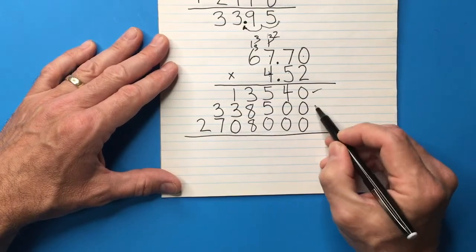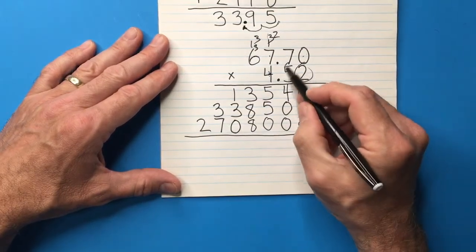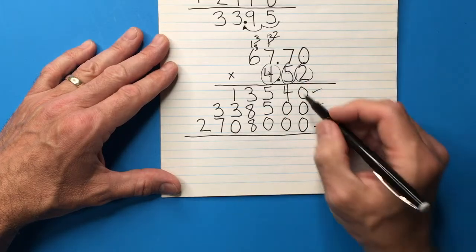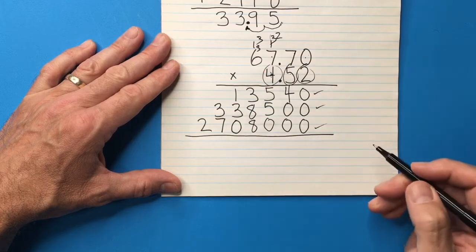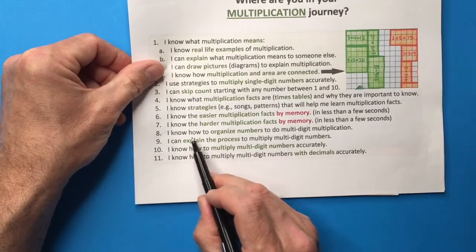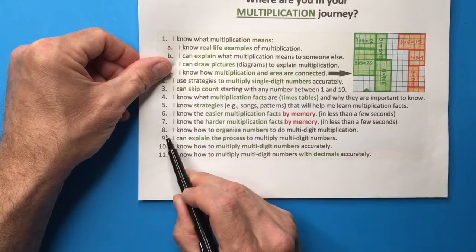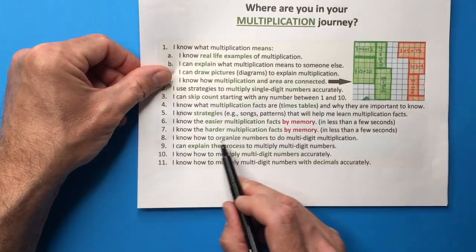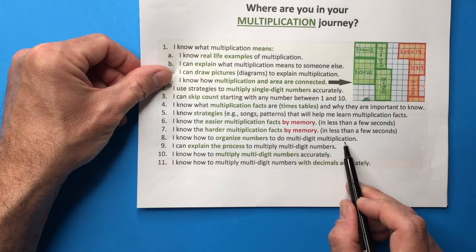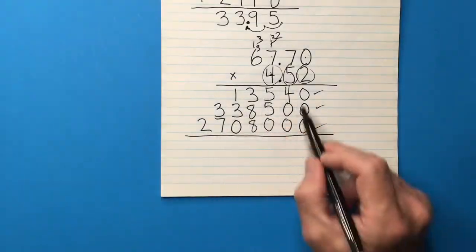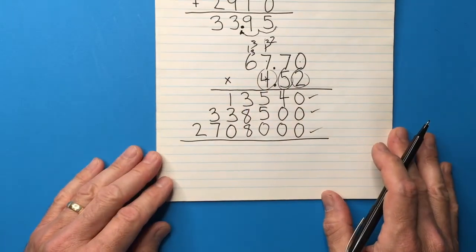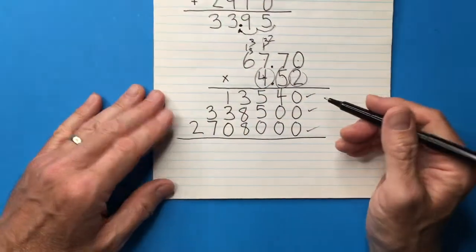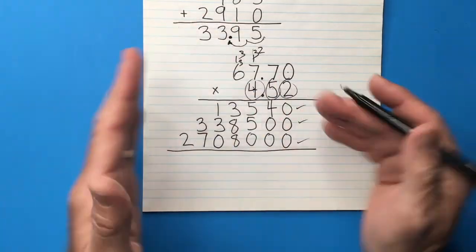We have 3 rows now because we have 3 numbers down here. So now we want to add these all up. And notice how important it is to keep everything organized. This is why, way back here in your multiplication journey, number 8 is super, super important. If you didn't really understand number 8 and how to organize numbers to do multi-digit multiplication, this is going to cause a problem later on when you're trying to do questions with more numbers like this. If numbers aren't lined up right, you might be adding the numbers incorrectly.